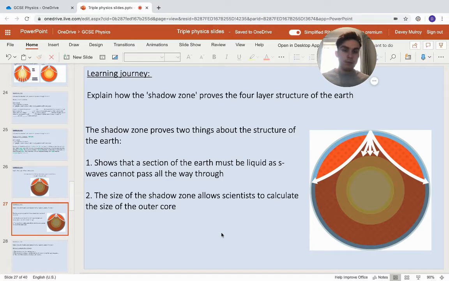The second thing it proves is how big that outer core is, or how big that area of liquid is. Now, because our S waves can only move around our outer core, and everything else is held in shadow, it tells us how big the outer core is. If our shadow zone is very large, that means that not many waves are able to get around it, which means that we must have a really big outer core. If our shadow zone was very small, it means that our outer core is quite small, or our area of liquid is quite small. So scientists use this to calculate the size of the outer core.